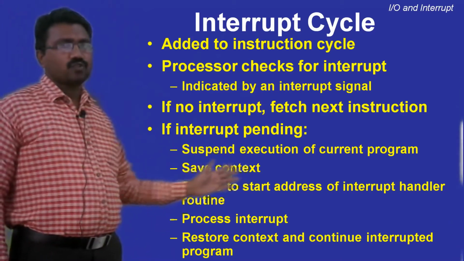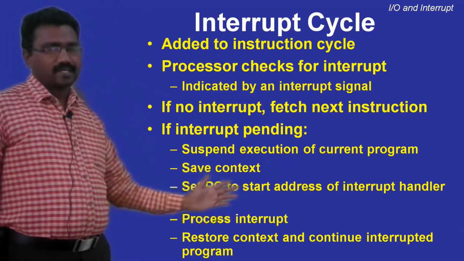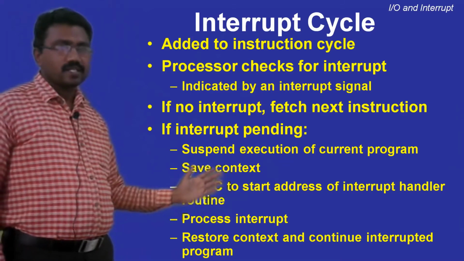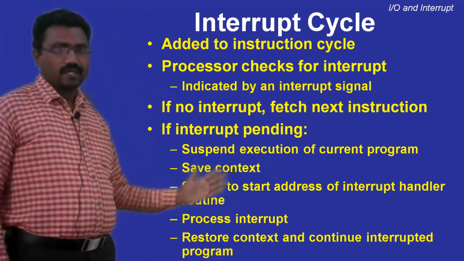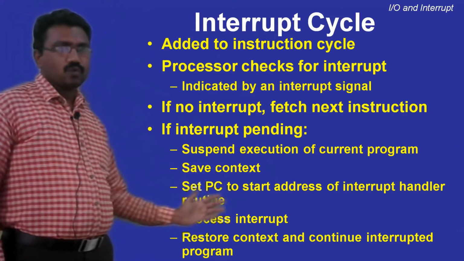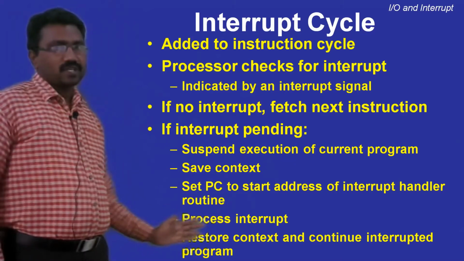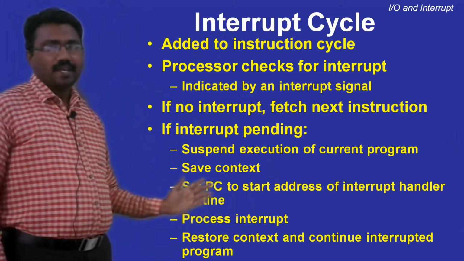Suspend execution of the current program, save context. What is the context of the presently running program? Register state, program counter state, etc. And set PC to the start address of the interrupt handler routine. And process the interrupt. To handle any interrupt, there is a program.